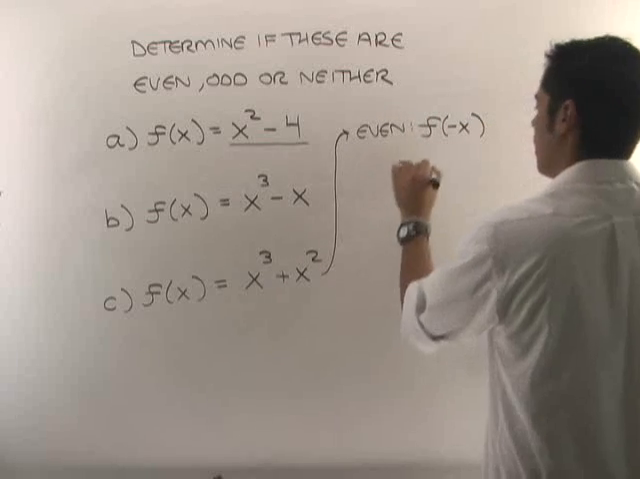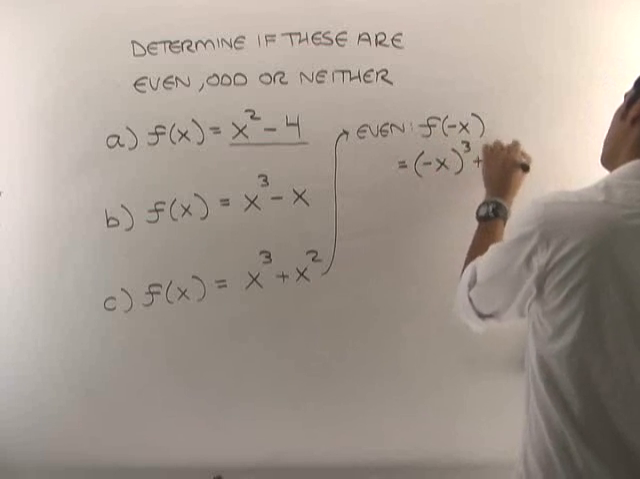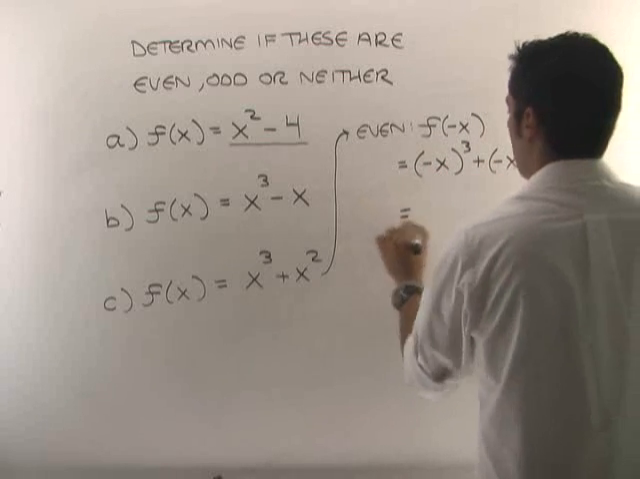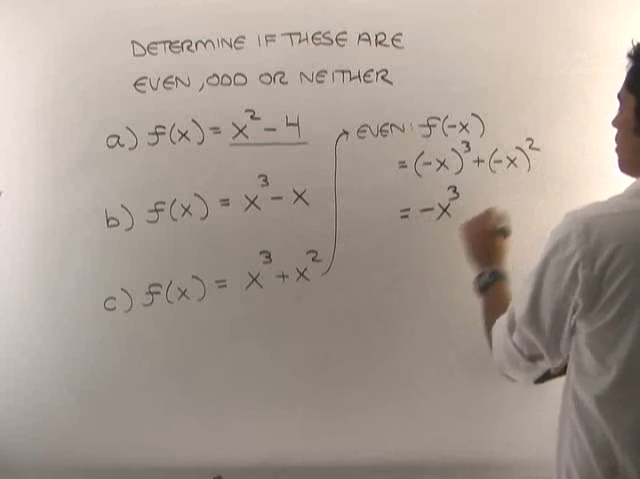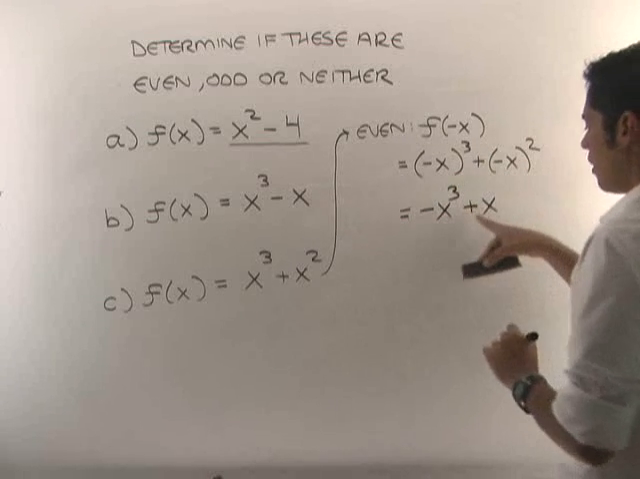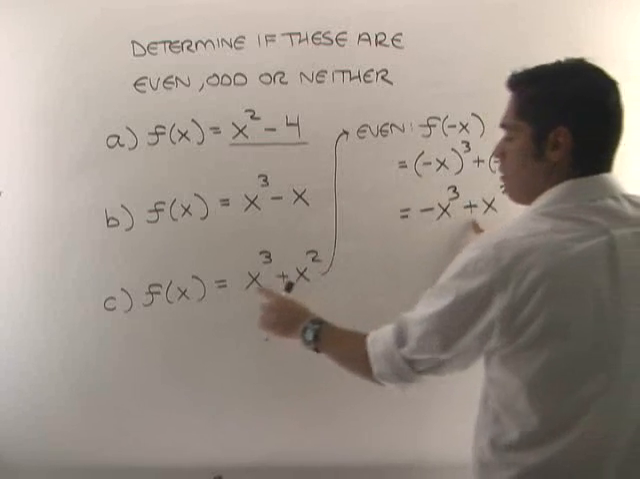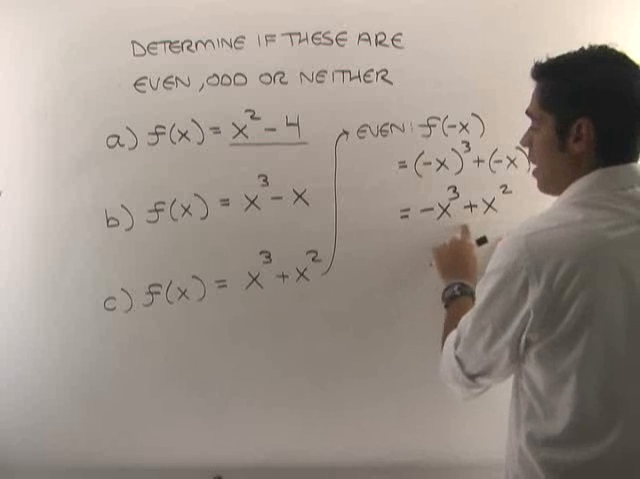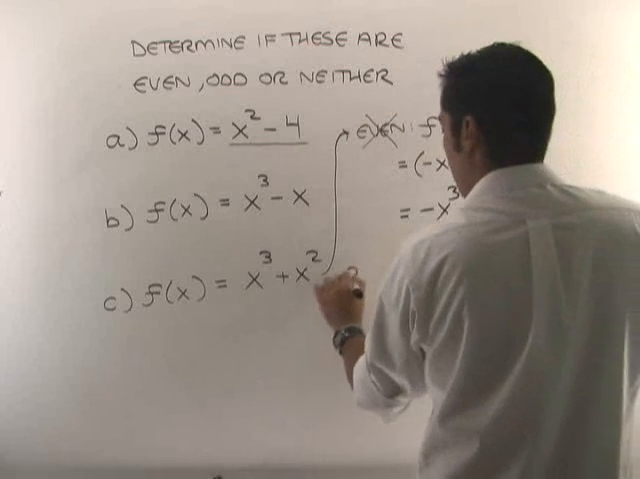When I do that, I'm going to get negative x cubed plus negative x squared. Now a negative number cubed is still negative, and a negative number squared is positive. Now I look at this, and I look at the original, and this is x squared. When I look at this and this, they are not the same, so I can conclude it's not even. But I'm going to keep that ready, because I'm going to now look at odd.